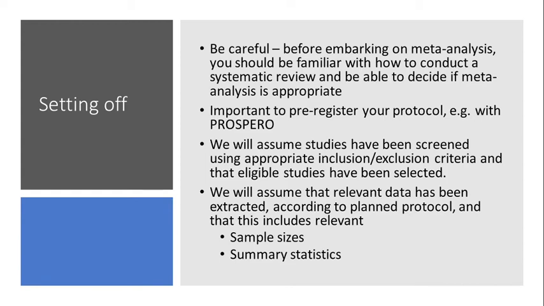And so I'm going to assume that we're at the stage in a systematic review where you've screened your studies using appropriate inclusion and exclusion criteria, and that eligible studies have been selected. And I'll also assume that the relevant data provided by those studies has been extracted as best you can according to your protocol. So things like sample sizes and the summary statistics from those studies have been entered into your characteristics table.